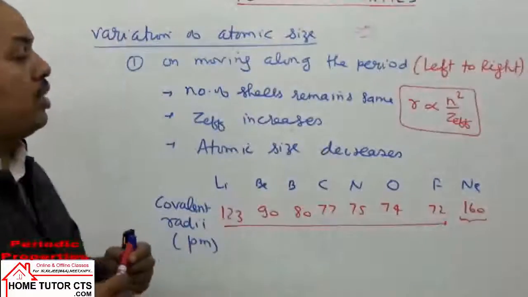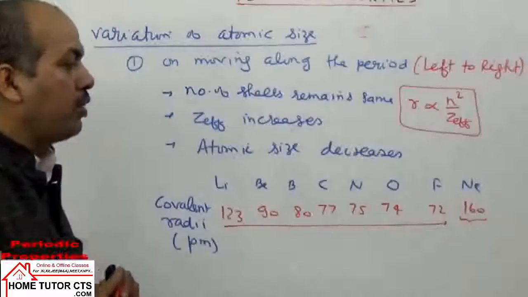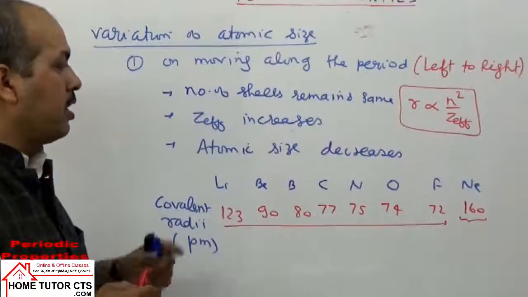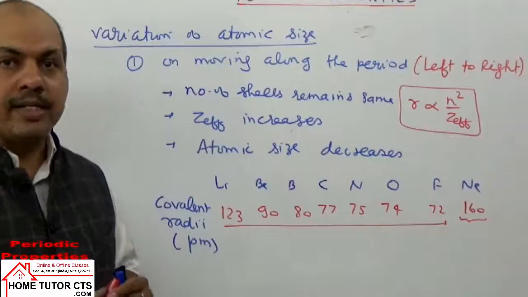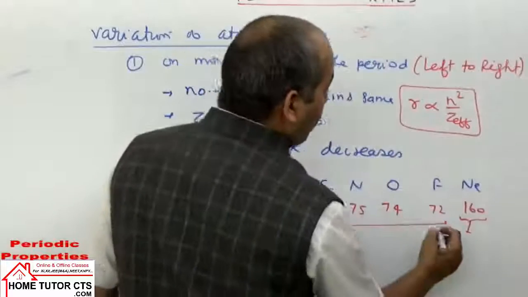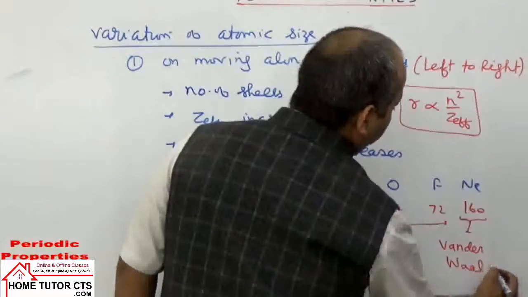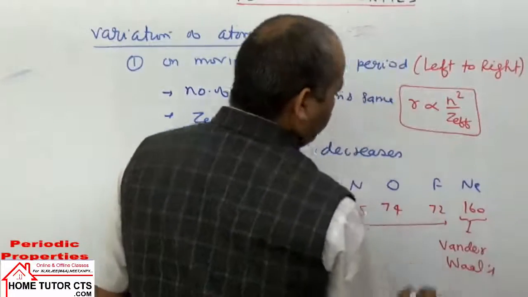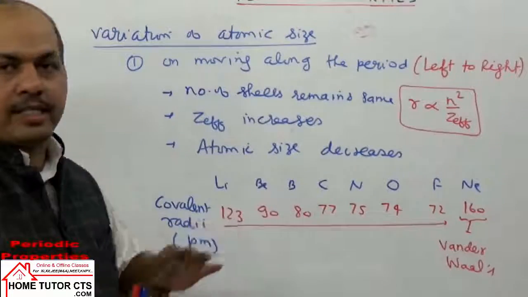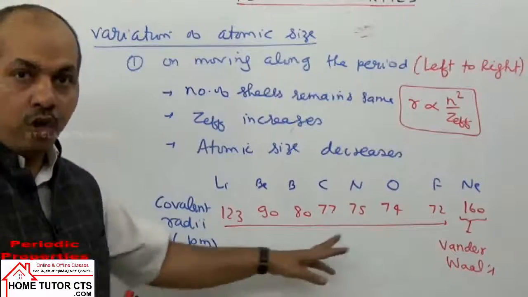But for neon, you find its size is the biggest. The reason is that for neon we cannot measure covalent radius. For the remaining elements we have taken covalent radius, but neon is a noble gas, so we cannot take covalent radius. For neon we can only measure van der Waals radius. That's the reason why neon has the largest radius. I hope you got this point.